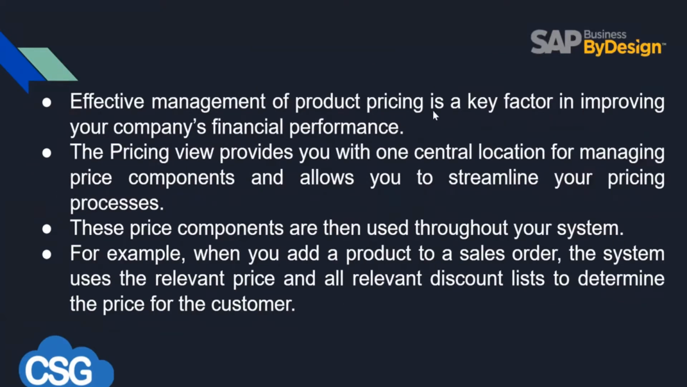Effective management of product pricing is a key factor in improving your company's financial performance. The pricing view provides you with one central location for managing price components and allows you to streamline your pricing process. These price components are then used throughout the system. For example, when you add a product to a sales order, the system uses the relevant price and all relevant discount lists to determine the price for the customer. So it's telling us that when we set up the price list and discount list, and whenever we choose that product, then the system will do the calculation for us and do the pricing accordingly. Okay, I'll show you in the system now.